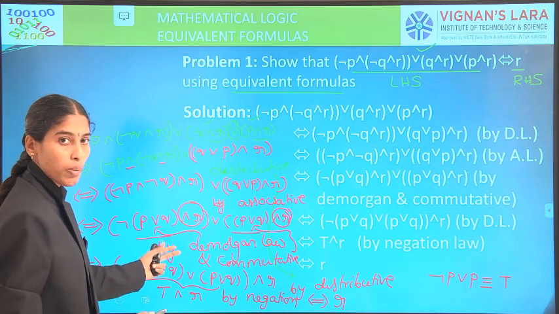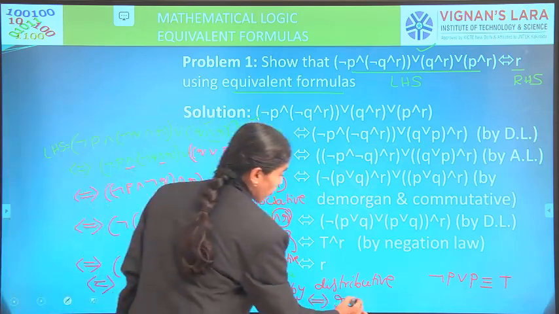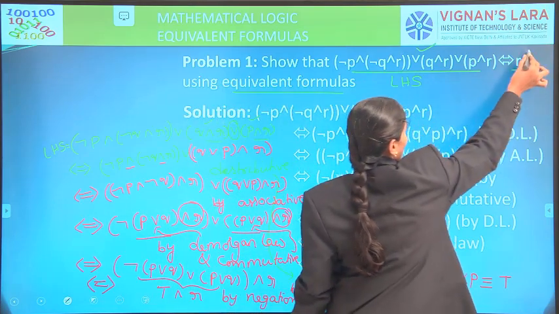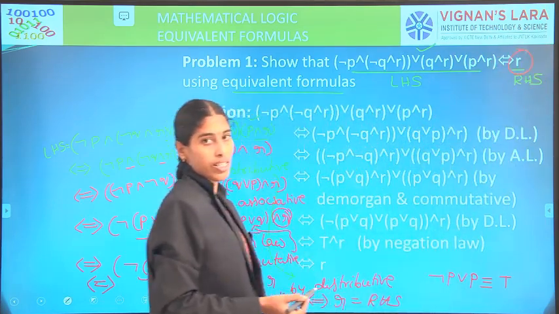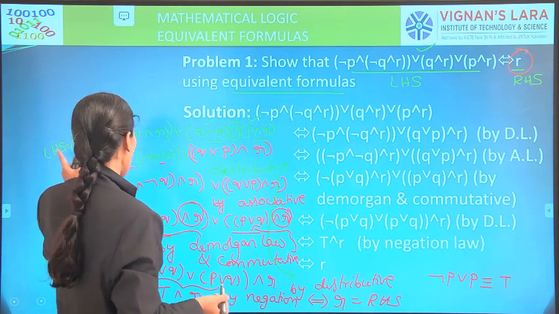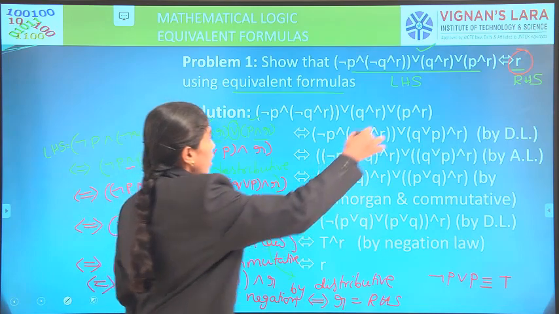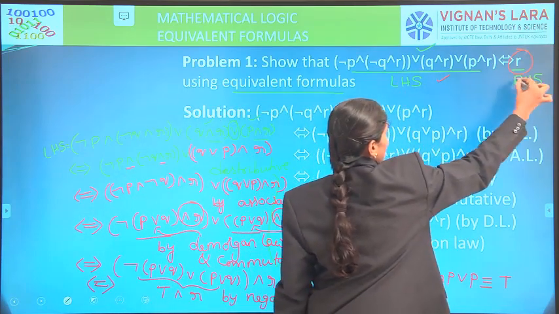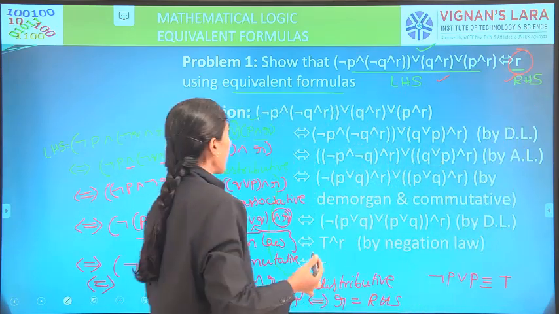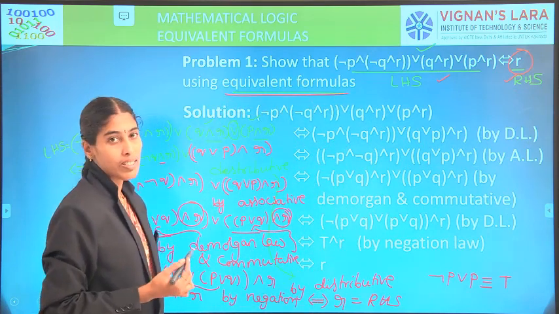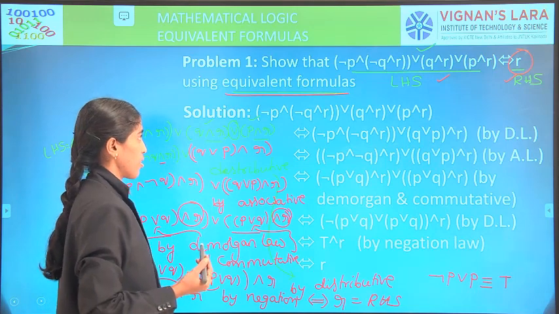So we start with LHS. By applying the suitable equivalence formulas, we get R. R is the RHS expression. So finally we prove that LHS is equivalent to RHS. Therefore, the given two propositions are logically equivalent using the equivalent formulas. But the easiest way is using the truth table procedure.